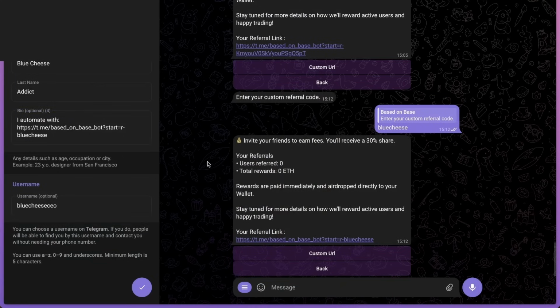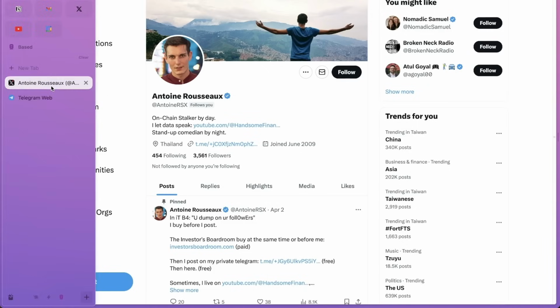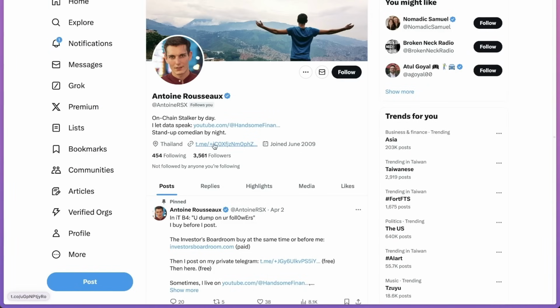You will get 30% of the trading fees made by BasedBot. This is paid in Ethereum every time there is a transaction made by someone you referred to the bot. This is exceptional. It's not in another token with low liquidity or anything. It's Ethereum that you can use later on for trading or for whatever you want. If you want to take profit and have a nice restaurant or a nice holiday with it, you can. You can do it on your Twitter as well. You can just change this link to your Telegram link.